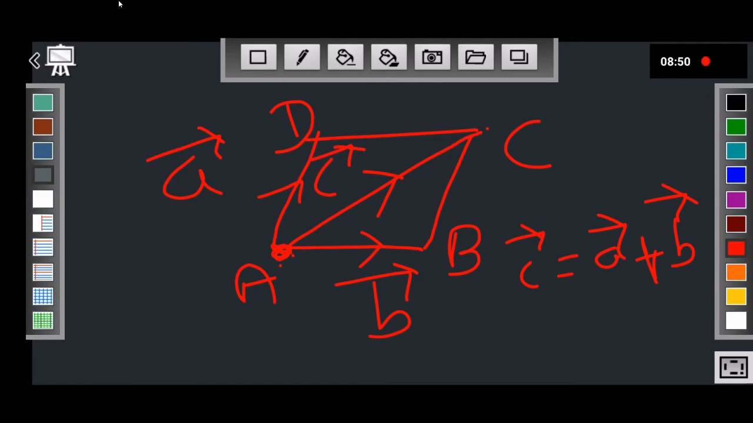So if two vectors, A vector and B vector, are represented in magnitude and direction by two adjacent sides of a parallelogram originating from the same point A, then the resultant of those vectors is represented in magnitude and direction by the diagonal of the parallelogram originating from the same point A, that is the diagonal AC. So this is the detail of the parallelogram law of vector.